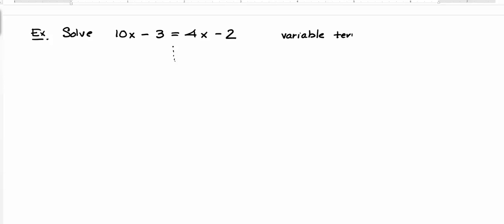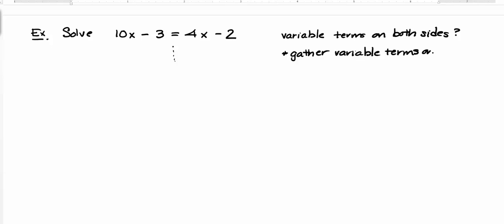So now we have variable terms on both sides. All right, so what do we do? We're going to gather variable terms on one side of the equal sign and constant terms on the other. Okay.